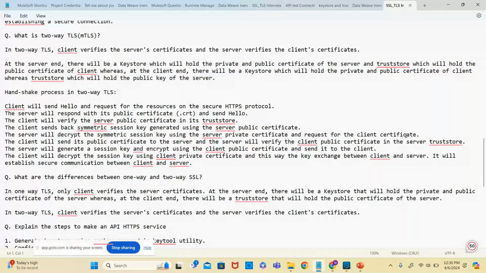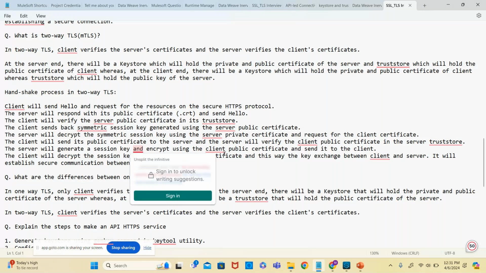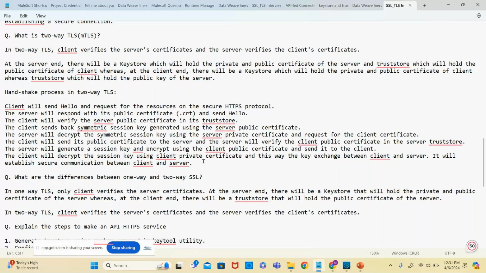Now the client will send its public certificate to the server and the server will verify the client public certificate in the server truststore. The server will generate a session key, encrypt it using the client public certificate, and send it to the client. The client will decrypt the session key using the client private certificate, and this way the key exchange between client and server will happen. It will establish secure communication between client and server. Okay, got it? Already we discussed these things in detail.